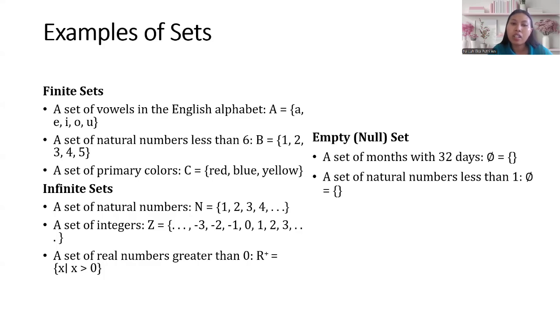And the last is the empty set, which we can also call the null set. For example, the set of months with 32 days is the empty set. And the set of natural numbers less than 1 is the empty set.